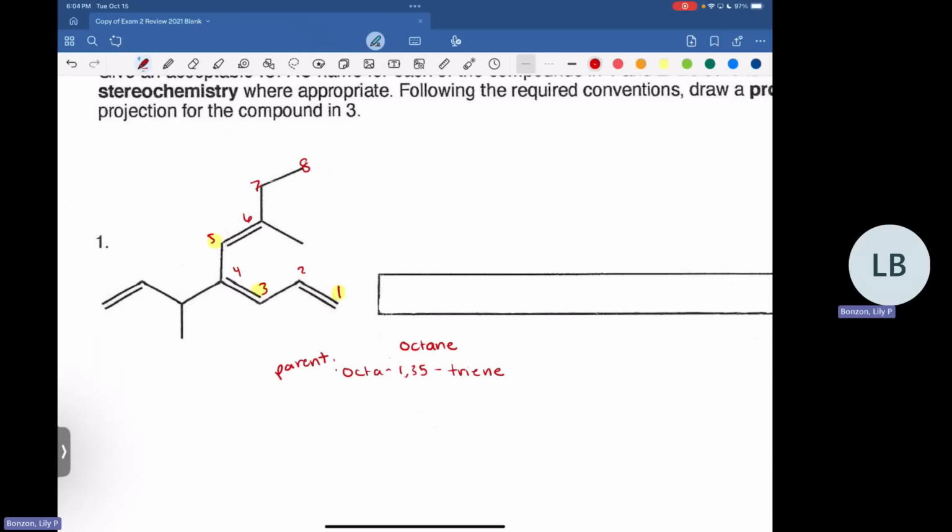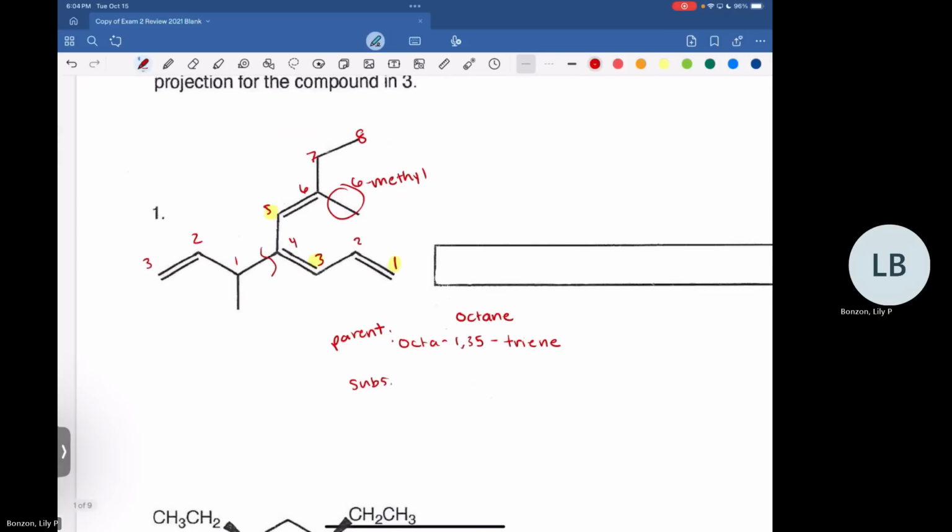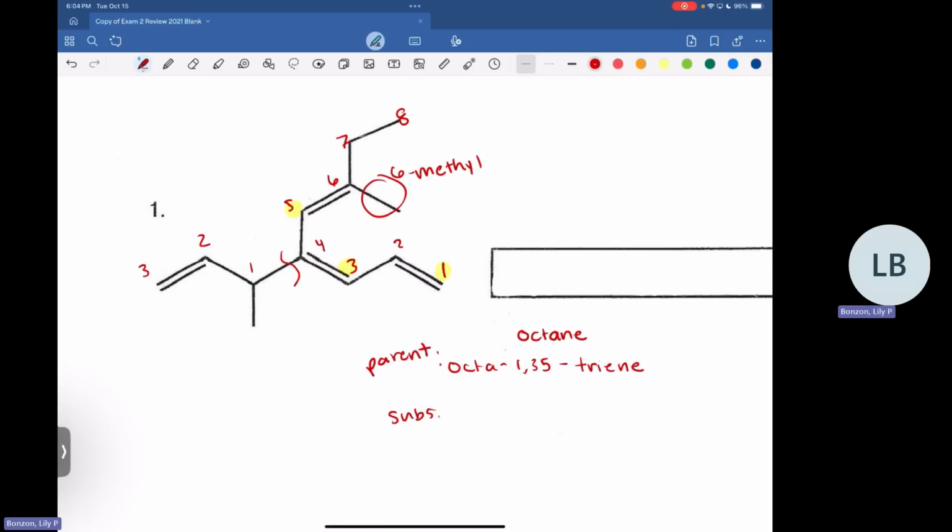So now we have to identify our substituents. Here we have a 1-carbon group, so that's going to be a methyl, and it starts on carbon 6. Coming off of carbon 4 here, we have a complex substituent. So we always start numbering from the carbon that's directly attached to the main chain. So we're going to start here with 1, and then we're going to go 2, 3. So this is going to be a propyl, and because we have that double bond, it's going to become a prop-2-enyl.